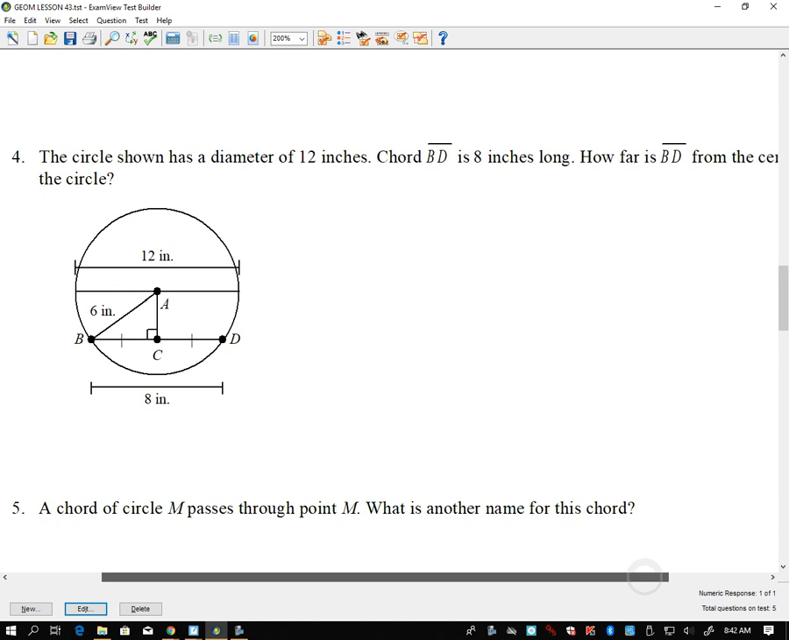The circle shown has a diameter of 12 inches, and we see that with our line drawn across here. Chord BD is 8 inches long. How far is BD from the center of the circle?